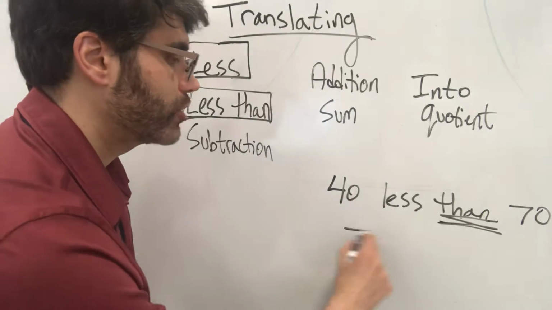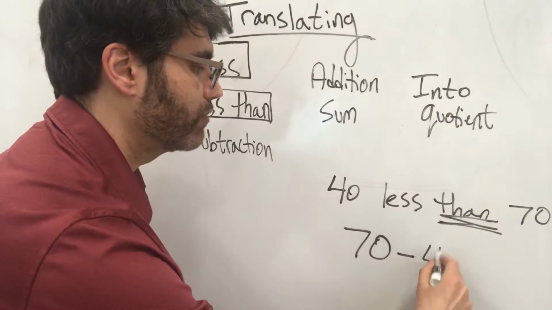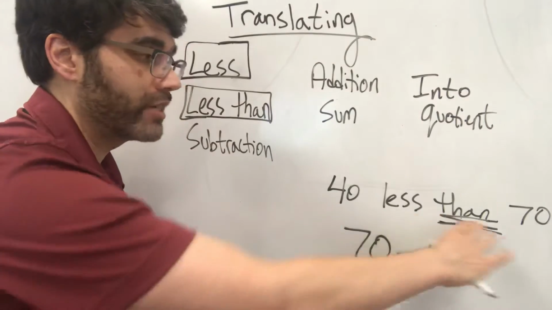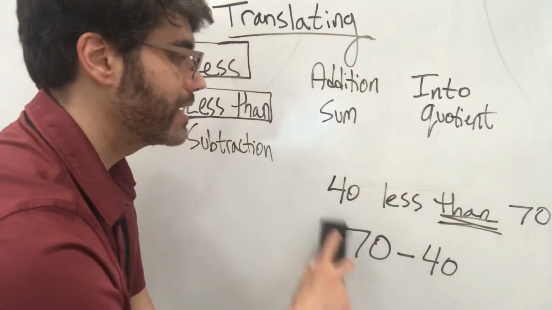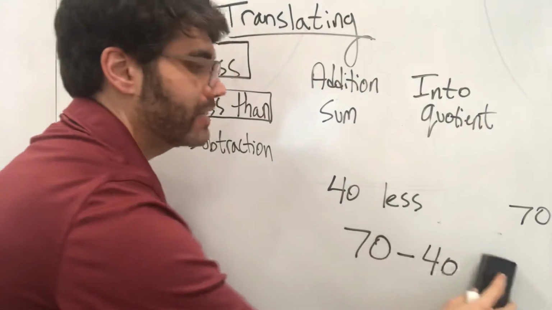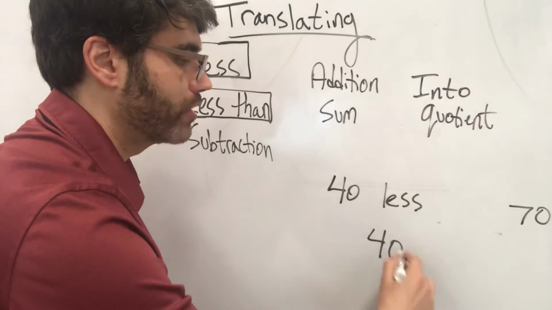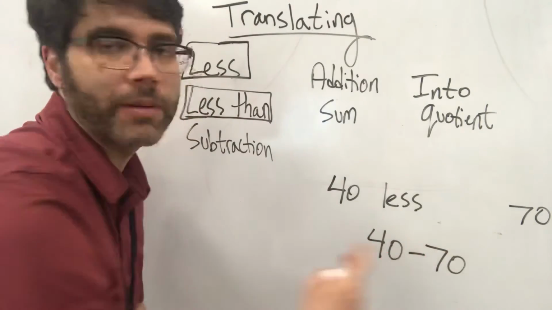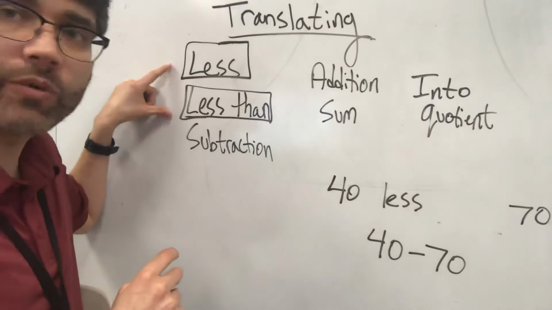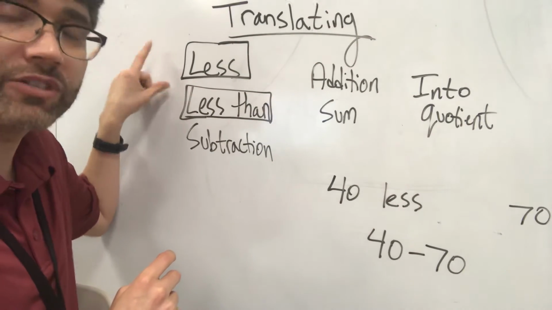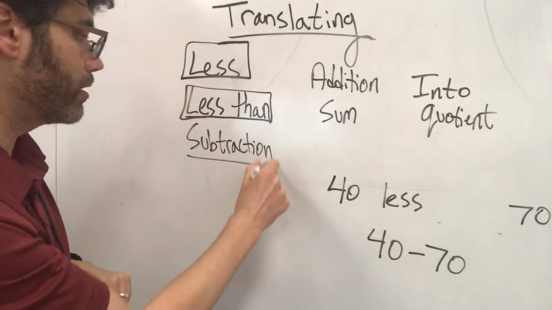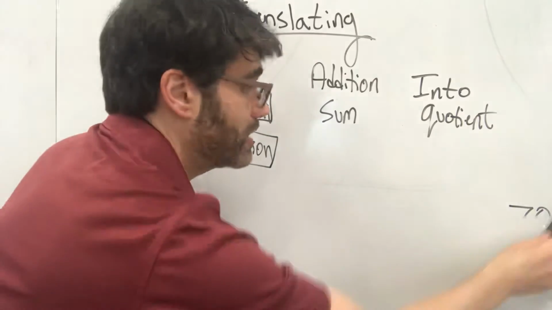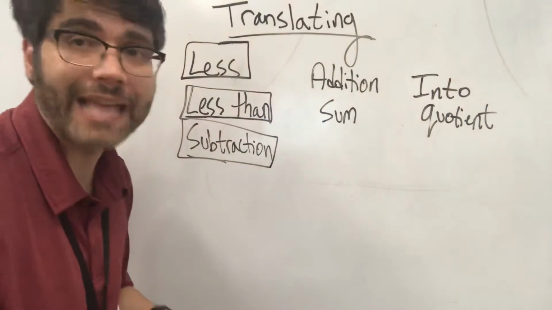That would be showing that it's 70 minus 40, because it's 40 less than 70. So you see how it would be 70 minus 40 in this case? Whereas if we said 40 less 70, that would be 40 minus 70. But 40 less than 70, you would flip them around, okay? So be very careful when you're translating as to see which one of these phrases we're using. So they all mean subtraction of some sort or another. Addition, whenever you see the word addition or sum, that means adding.